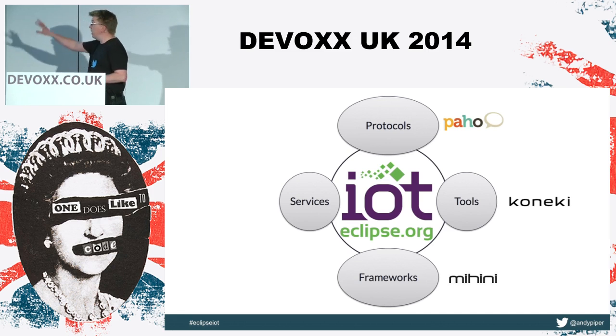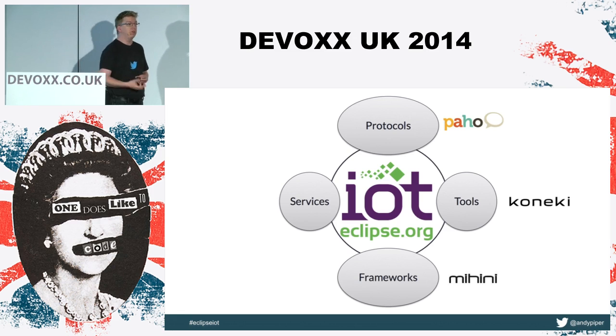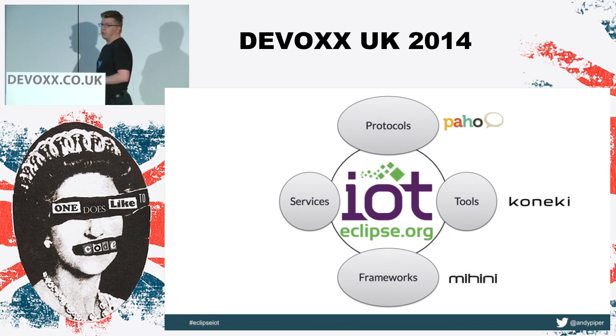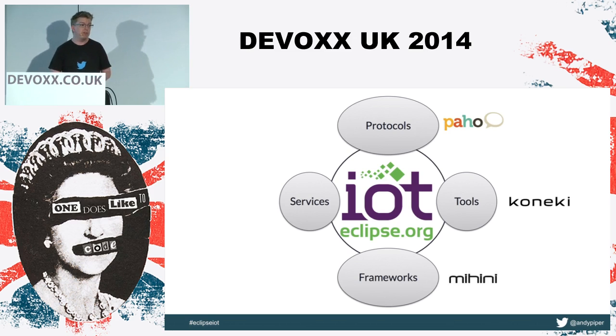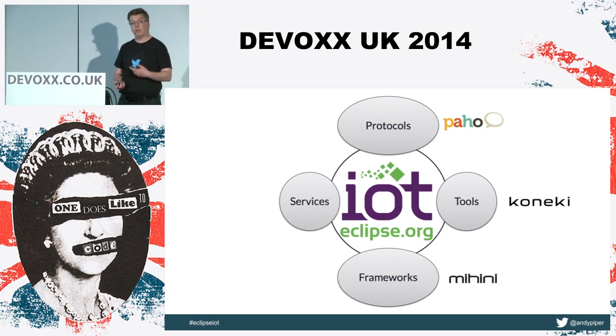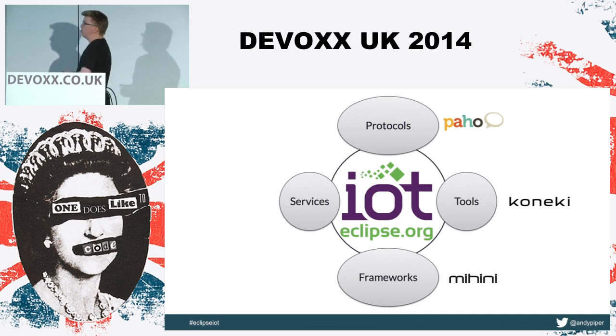Then we had something called Koneki, which is a set of Lua tooling for the IDE. What the heck? What's that got to do with MQTT or protocols or the Internet of Things? Well, Lua, because it's an embeddable scripting language, is actually very, very popular in this space because it compiles down to C and can run on embedded systems. And then we had this framework called Mihini, which enabled you to kind of piece together some of the frameworks that we needed to run.